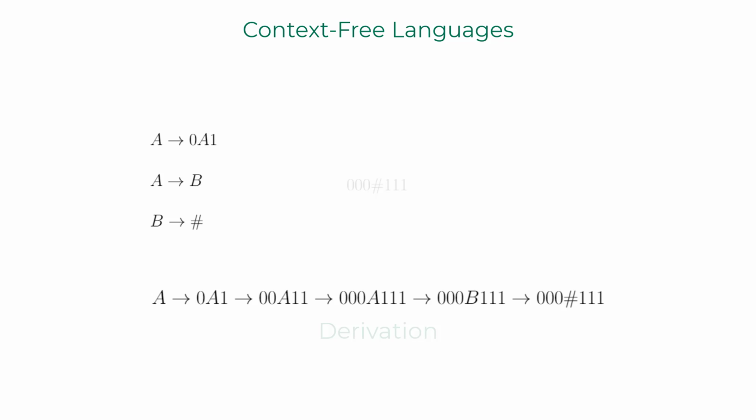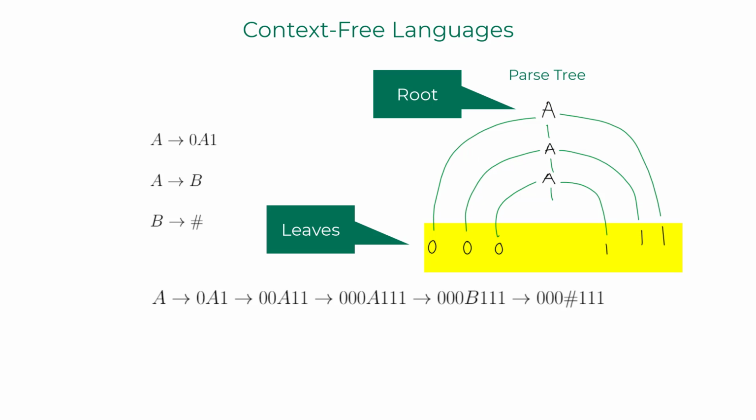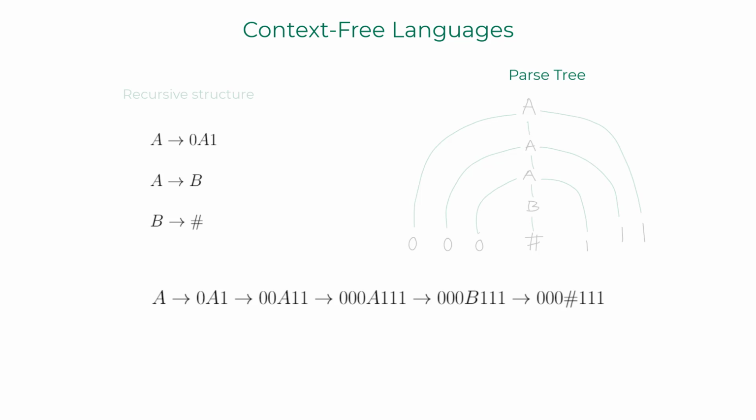We can visualize this derivation as a parse tree as well. In this tree, the root will always be the starting variable, and the leaves are always terminals, which are characters from the alphabet, and all the intermediate nodes are variables. If you observe closely, there is a recursive structure to the strings generated by context-free grammars.